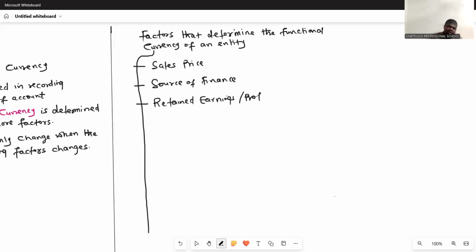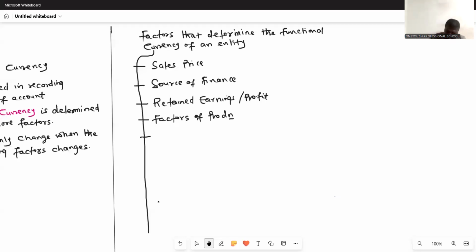The retained earnings or the retained profit that is converted into cash, it is kept in which currency? Then factors of production. So we are talking of the currency that influences the payment of labor, material, and other factors of production. Then the last one there, always the local currency will reign. That is the currency of that jurisdiction whose rules and regulations affect your demand and supply.